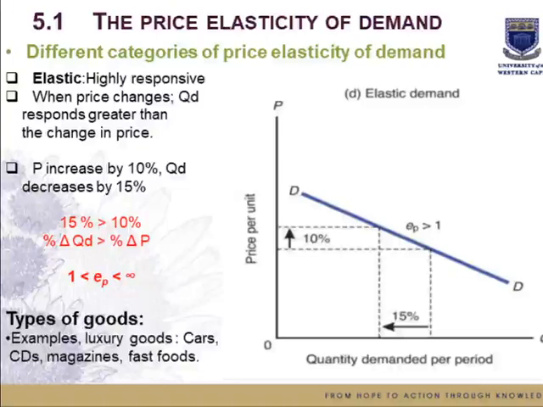More so, the total revenue changes in the opposite direction to the change in price. Hence, for a profit maximizing firm, they always have an incentive to lower prices for such products in a bid to raise revenue. Examples of goods with elastic demand include luxury goods such as motor vehicles, magazines, amongst others.